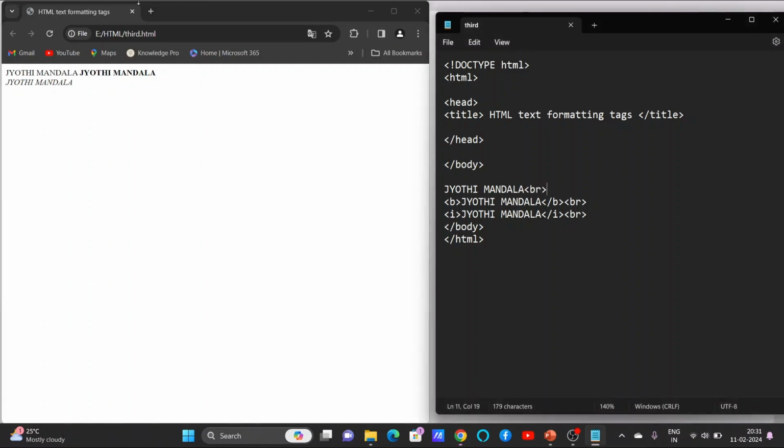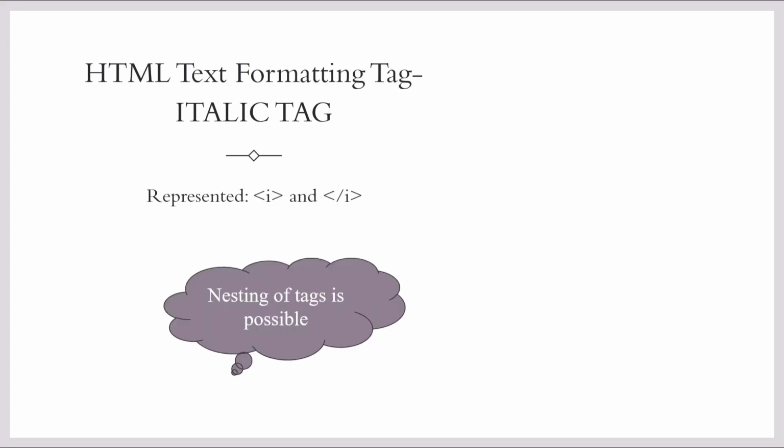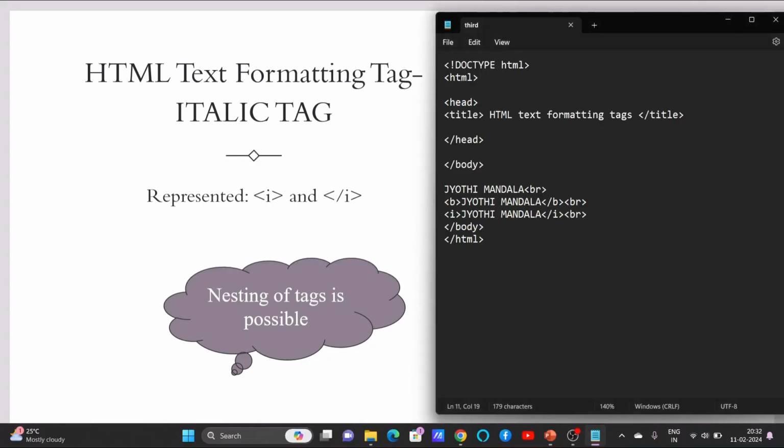I have added the BR tags just to have different lines of output for different text formatting tags. Remember one point here. If you want the text to have both the options of bold and italic, it is possible. Nesting of tags is possible. Now, if you want the same text to have both italic and bold, then embed both the tags to the text.